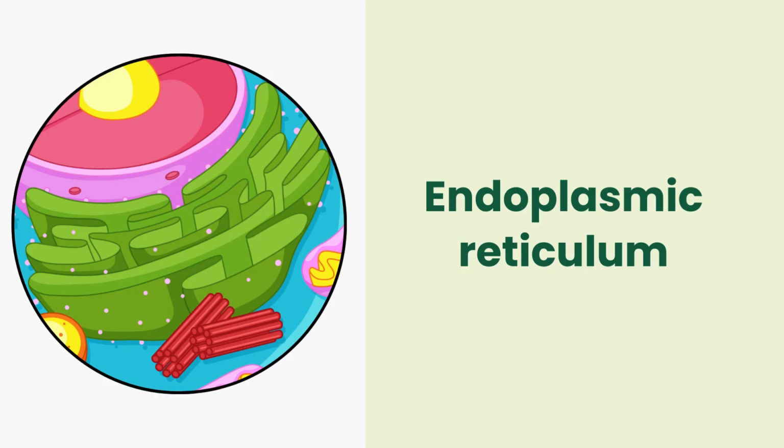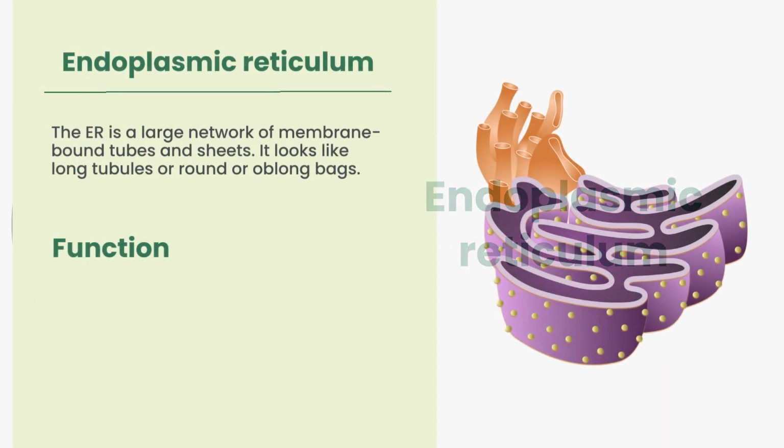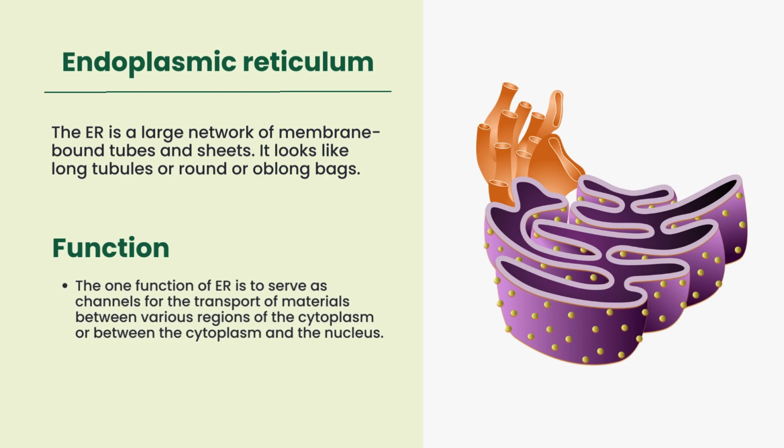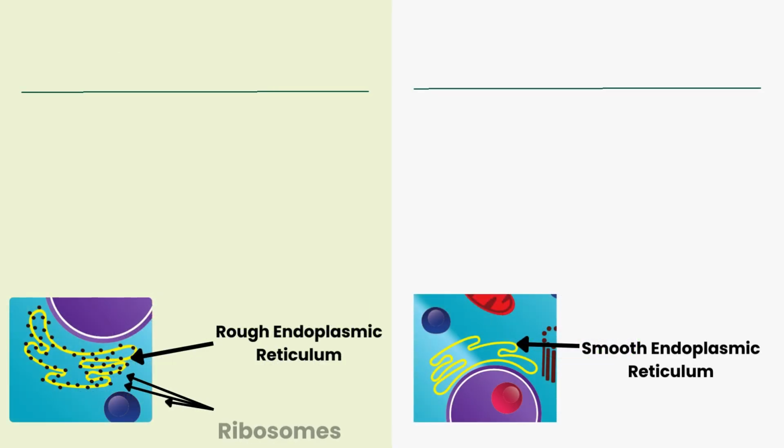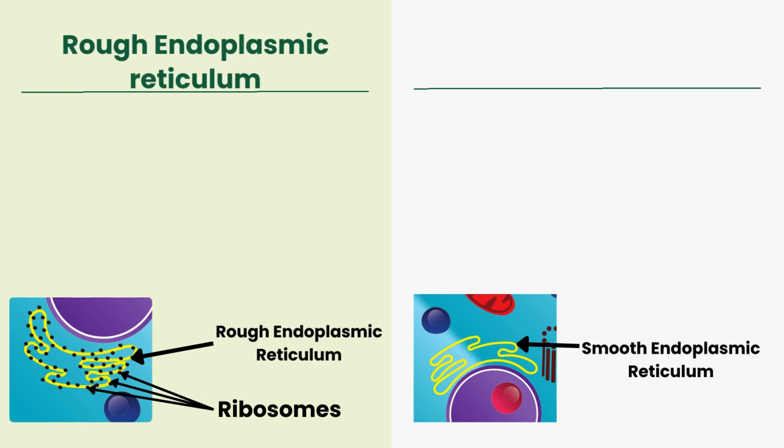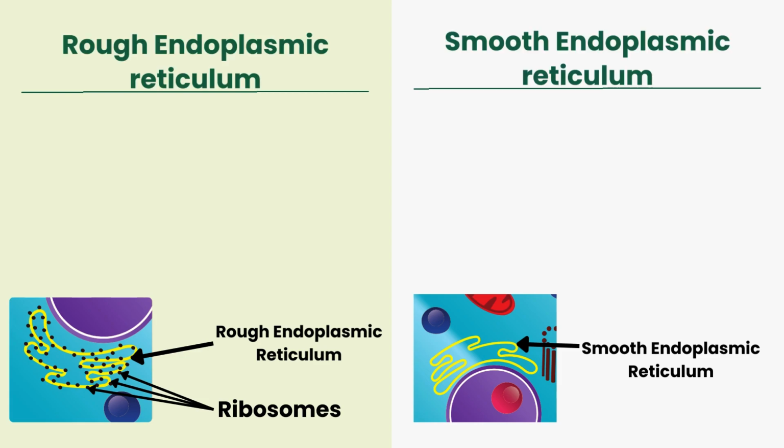Endoplasmic reticulum. The ER is a large network of membrane-bound tubes and sheets. It looks like long tubules or round or oblong bags. One function of ER is to serve as channels for the transport of materials between various regions of the cytoplasm or between the cytoplasm and the nucleus. The ER also functions as a cytoplasmic framework, providing a surface for some of the biochemical activities of the cell. There are two types of ER: rough endoplasmic reticulum, RER, and smooth endoplasmic reticulum, SER.